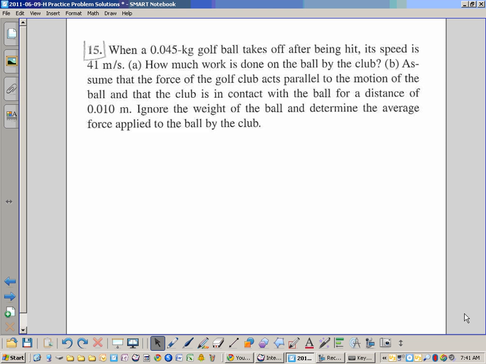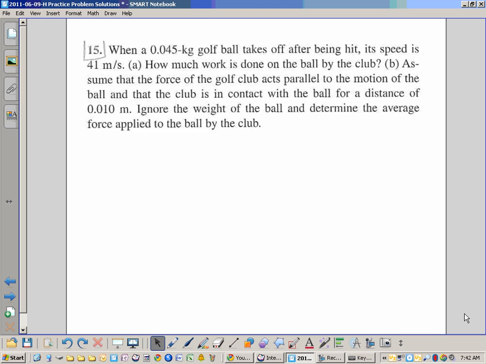Assuming that the force of the golf club is parallel, and then we have a contact amount of distance, the amount of distance through which it moves while it's in contact. Since we have a change in kinetic energy and we have a distance over which that work is done, we can figure out what? Well, we're figuring out work done based on the change in kinetic energy. We got the change in kinetic energy as work, okay? And now we have a distance over which that work is done, so we'll be able to figure out the force, exactly, the average force.